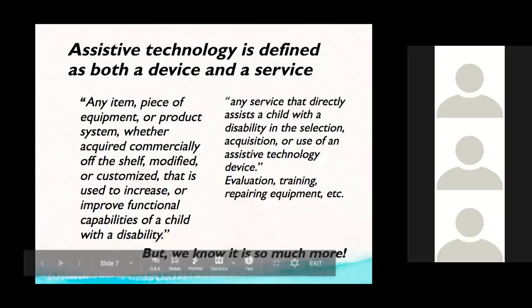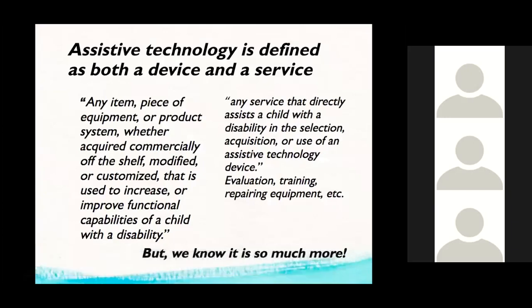So AT, I'm sure most of you or all of you have already seen a definition of assistive technology, and that is grounded in the law and grounded in IDEA, and it really talks about two things, that AT is defined as both a device and it's also a service. And a device can be anything. It can be something that's homemade, it can be something that you purchased, it can be an item that you have modified, as long as it's used to increase or improve the functional capabilities of a child with a disability.